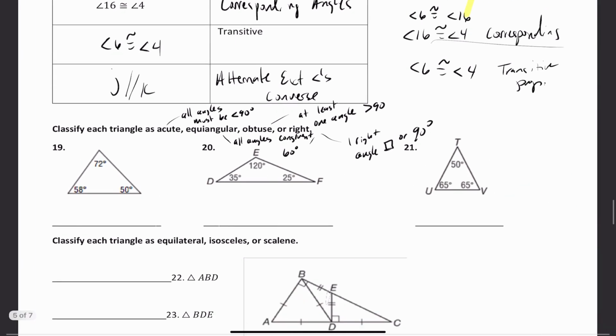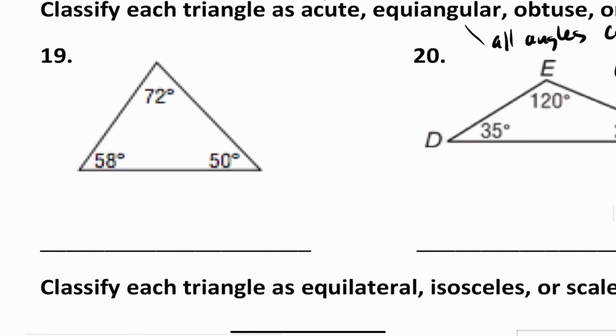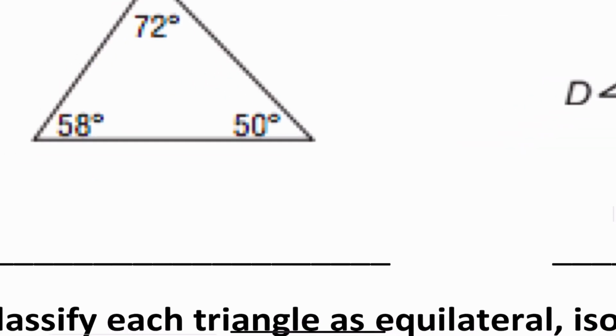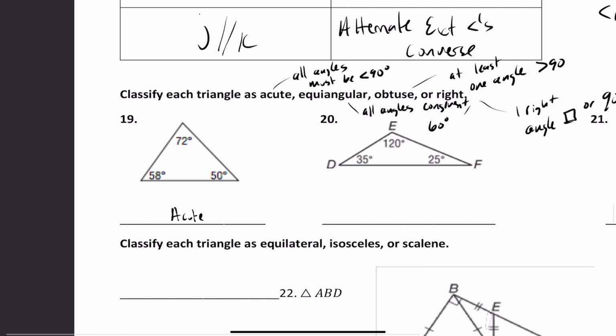So let's go ahead and take a look at 19, 20, and 21. And that was just basically a fast recap of everything involving classifications, just by looking at their angles. So let's take a look at 19. We got 58, 72, 50. 58 is definitely less than 90. 72 is definitely less than 90. And 50 is definitely less than 90. So that means this is an acute triangle.